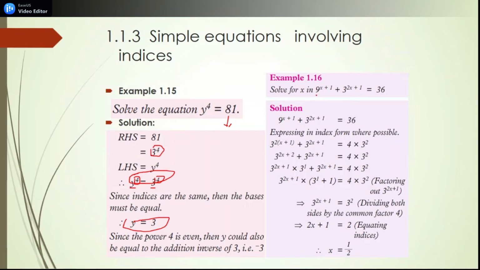You have also another equation. To solve this one, you have to make simplification and group the first side by using 9 power x plus 1 plus 3 power 2x plus 1 equal to 36. Then we write this one in a similar format. As here you see, we group the similar powers. Finally, this one is equal to 3 power 2, which gives x is equal to 1 over 2.